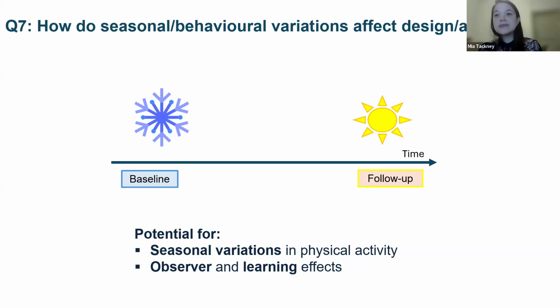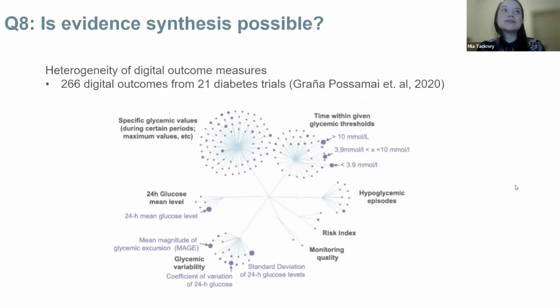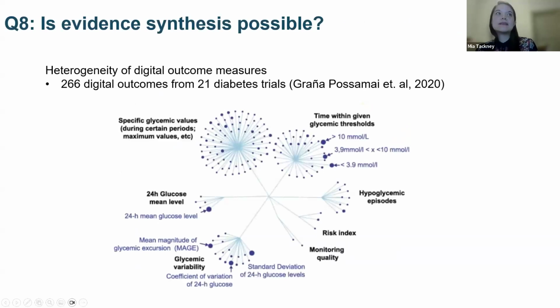So these are new considerations when you're using digital outcome measures that you may not have if you're using an in-clinic outcome. Our last question, which goes beyond individual studies, is about whether evidence synthesis is possible. We're seeing a growing number of digital outcome measures being used and vast heterogeneity in them, mostly used as exploratory outcomes. In a recent review, it was found that there were 266 different digital outcome measures being used from 21 diabetes trials.